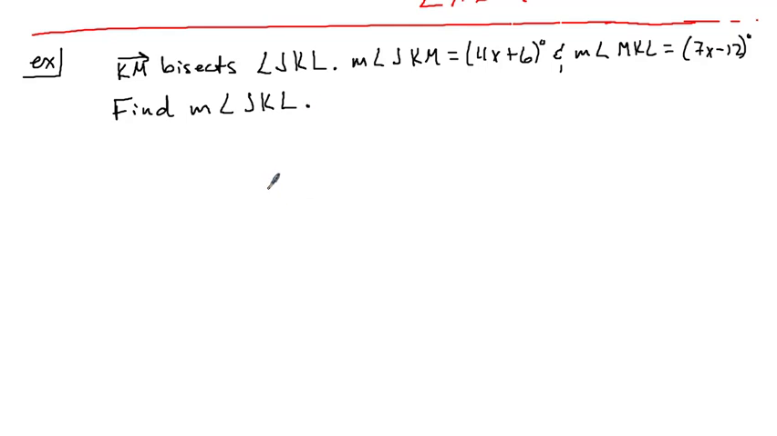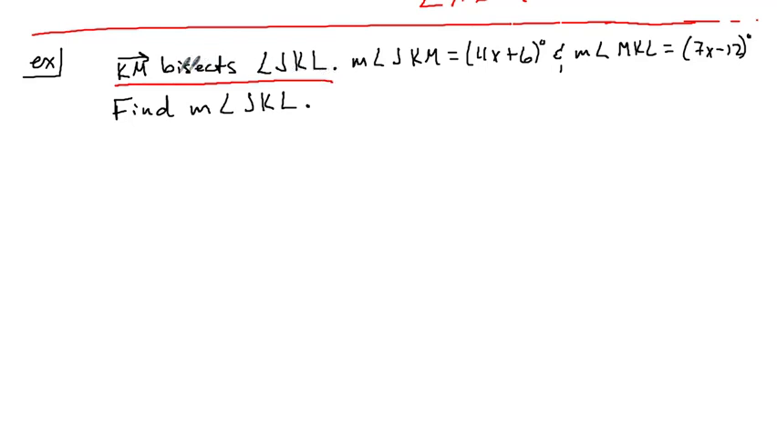So when you look at this, this is all you get. You get a bunch of words, some symbols, and a couple of algebra expressions. You have to take that information and turn it into a geometry problem that you can actually solve. So the way to do this is to just start with a picture.